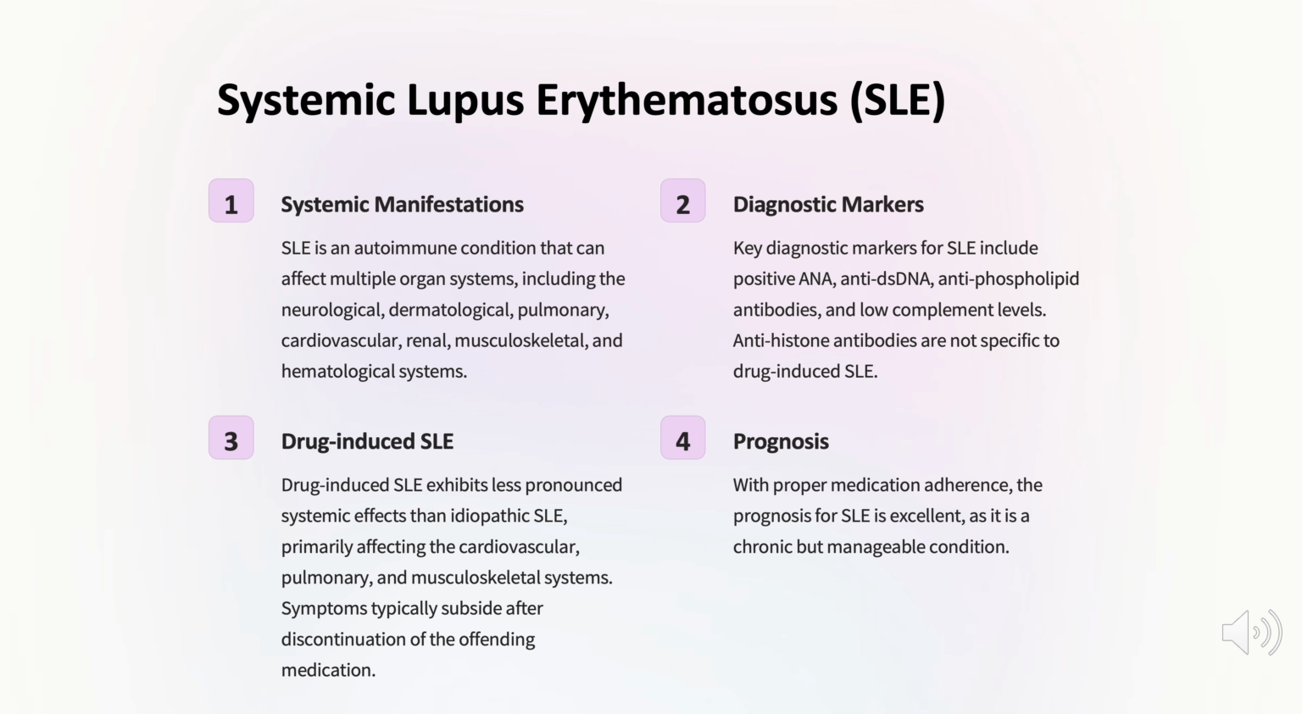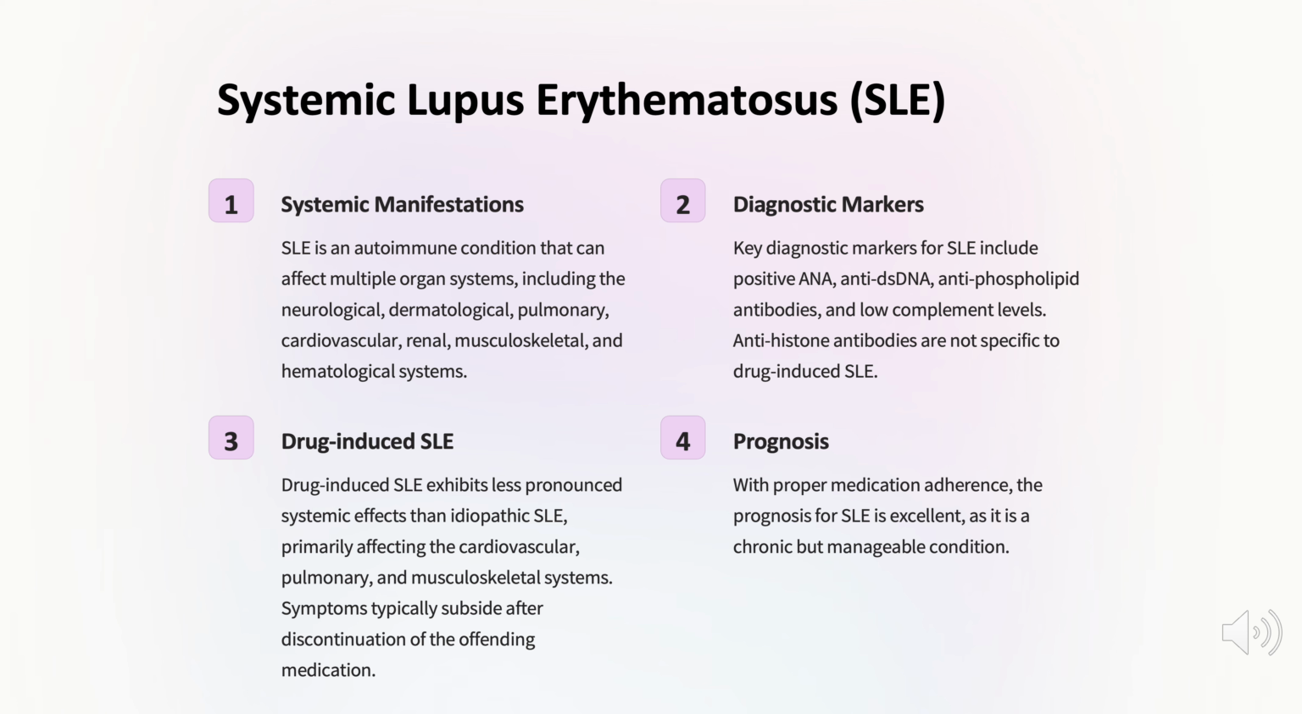Systemic lupus erythematosus, SLE, is a multifaceted autoimmune disorder with the potential to impact various organ systems spanning neurological, dermatological, pulmonary, cardiovascular, renal, musculoskeletal, and hematological domains. Diagnostically, SLE is characterized by a spectrum of markers including positive ANA, anti-dsDNA, anti-phospholipid antibodies, and low complement levels. Notably, antihistone antibodies lack specificity for drug-induced SLE.